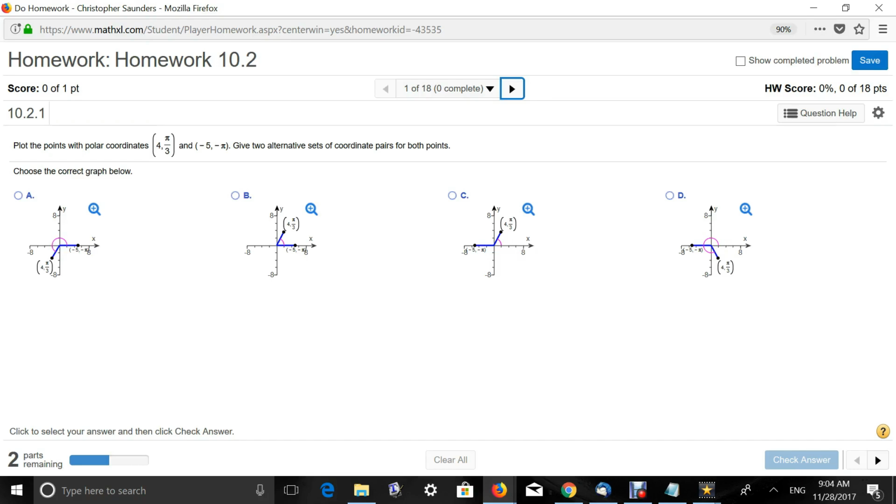We were asked to plot the polar coordinate points (4, pi over 3) and (-5, -pi). Let's begin looking one by one and seeing what we have. If we look at (4, pi over 3), this means that the radius is 4 and the angle is pi over 3. Pi over 3 is a third of the way across from the positive x-axis to the negative x-axis. So that actually corresponds to 60 degrees.